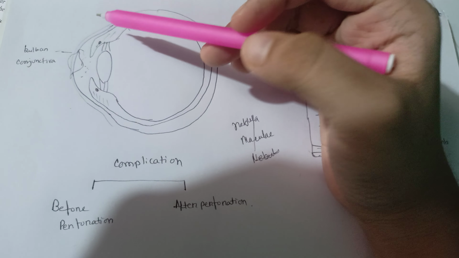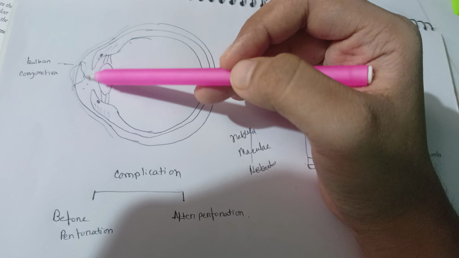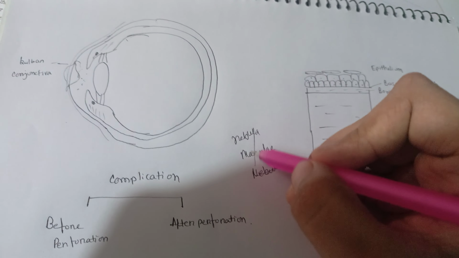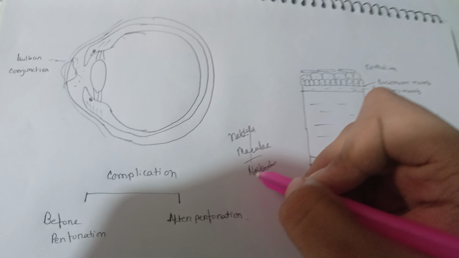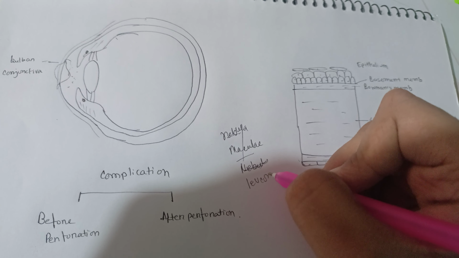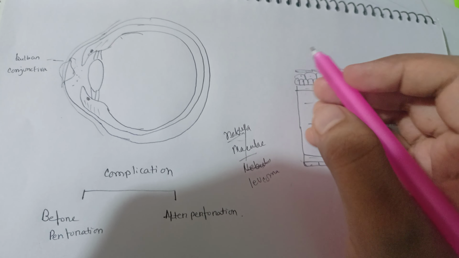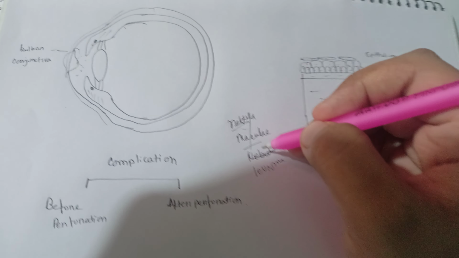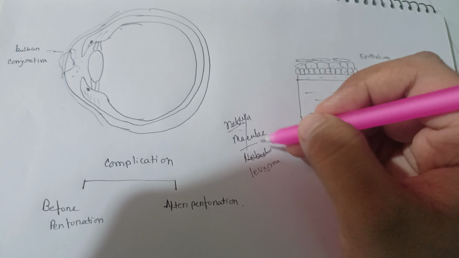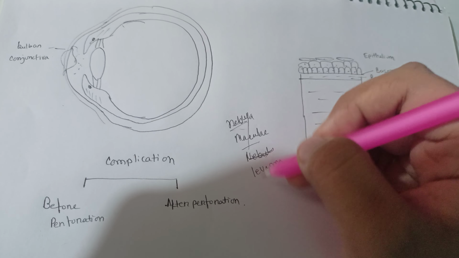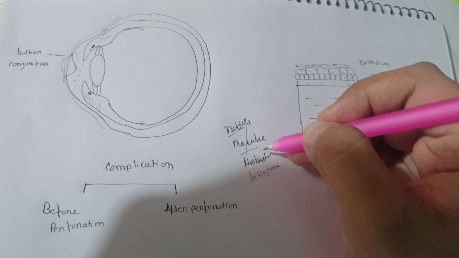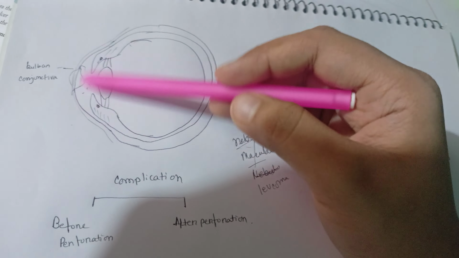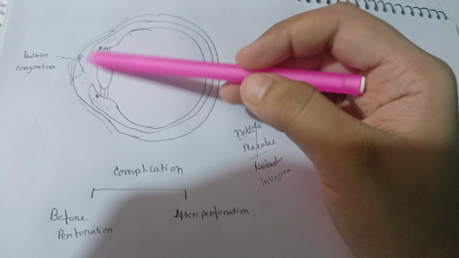And lastly, when there is an ulceration, it wants to heal by itself. But in the process of healing, there are three conditions that can happen: nebula, macula, and leucoma. Nebula is just shallow healing, so none of the vision is lost. But when it is macula, there is subtotal density, and when it is leucoma, full density is involved, and it might interfere with our vision. These are all the complications before perforation.